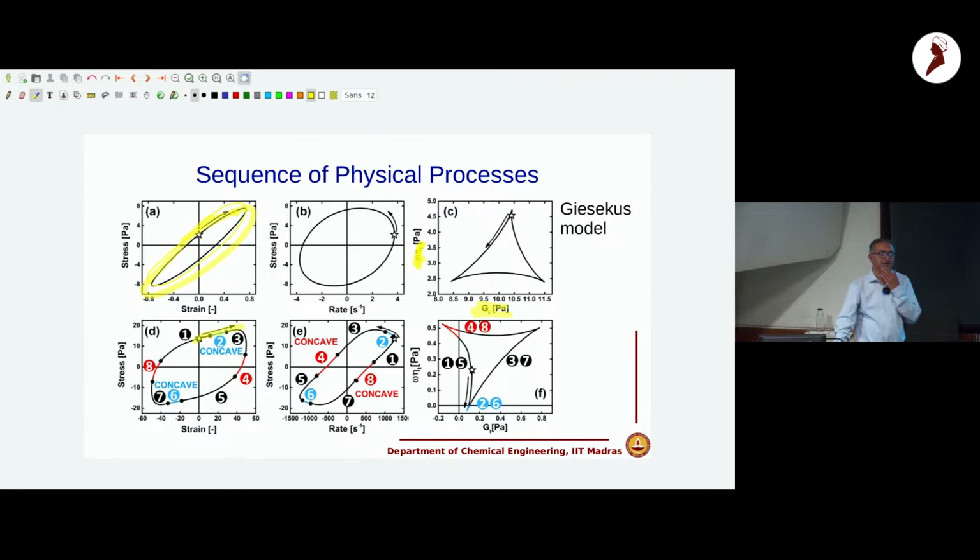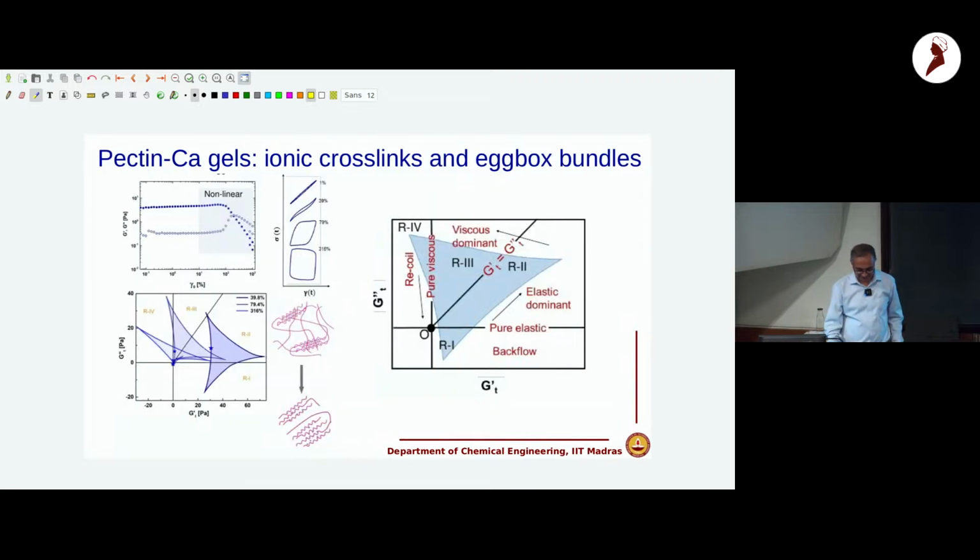And the presumption or the claim is that by looking at this representation, you might get an insight which is otherwise not available in the usual Lissajous plot. And so the way this is done is again by dividing the Cole representation into all these elastic dominant, purely elastic, viscous dominant, and these different regions.